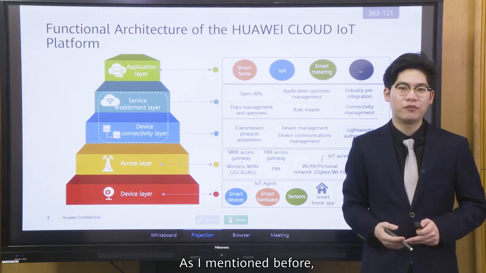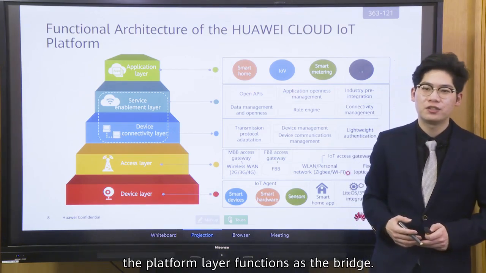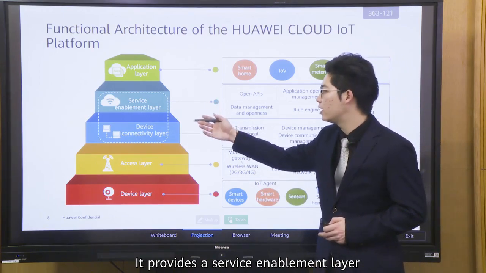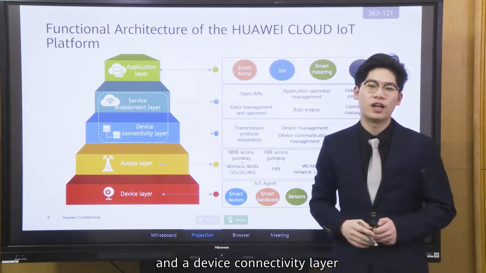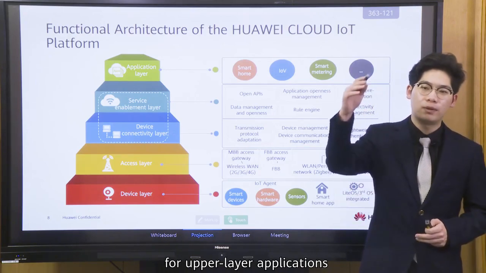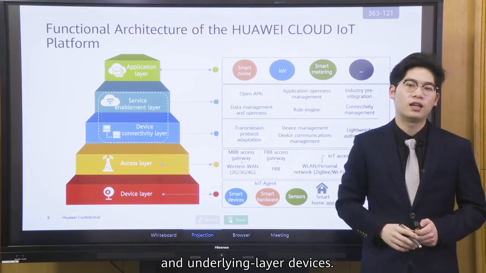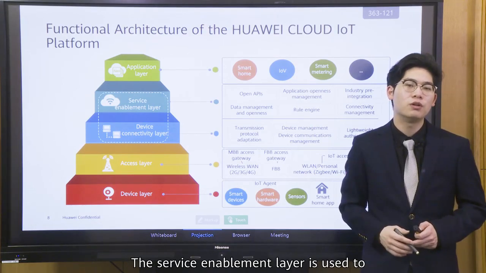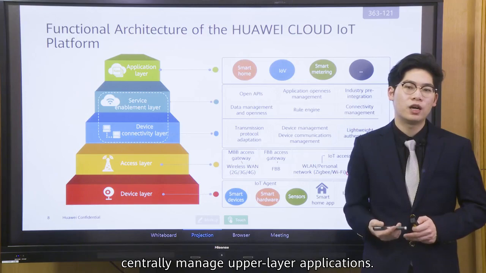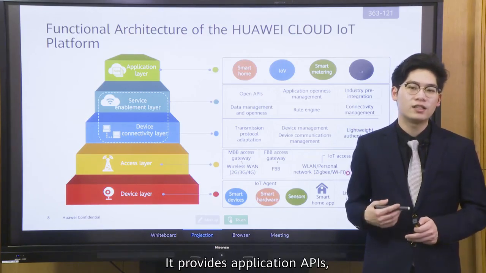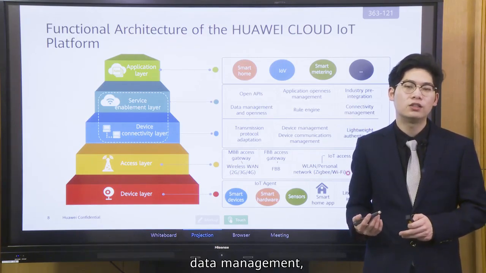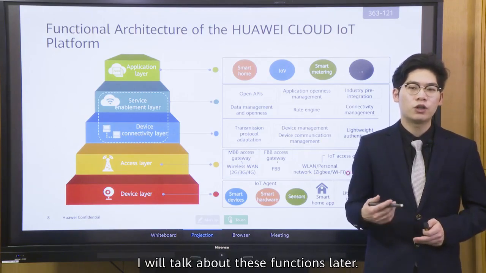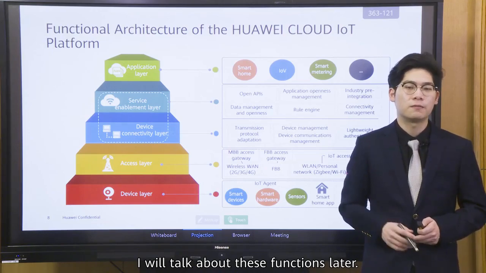As I mentioned before, the platform layer functions as the bridge. It provides a service enablement layer and device connectivity layer for upper layer applications and underlying layer devices. The service enablement layer is used to centrally manage upper layer applications. It provides application APIs, data management, and a rule engine. I will talk about these functions later.